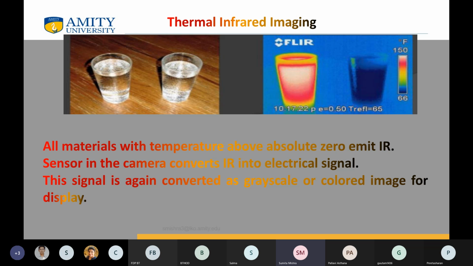Now this kind of technology can be used for applications where the temperature difference can provide us some useful information. Right. So now let us look at a typical setup of a thermal imaging system.